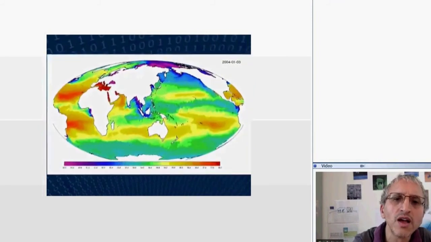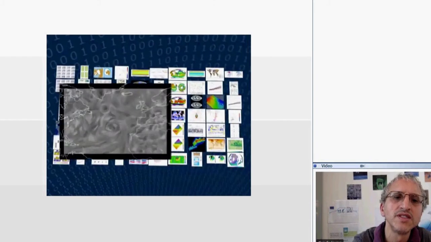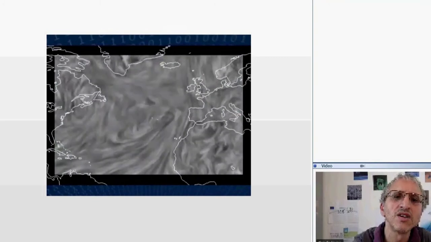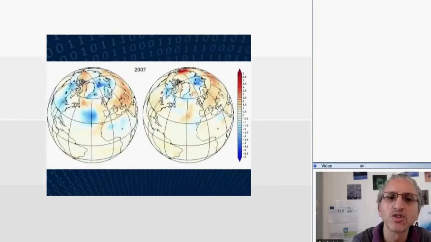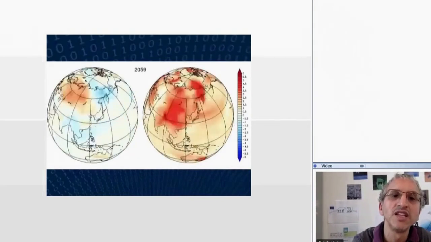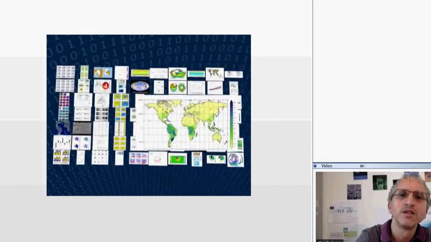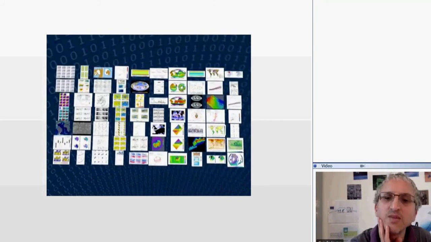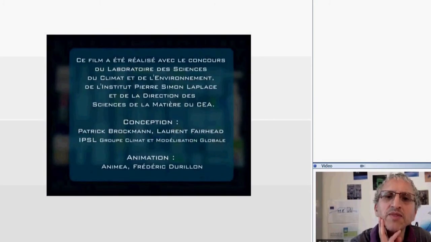Here you've got another example of sea surface temperatures. You've got the wind. We can describe the wind. It's a bit like a meteorological model, but it's on long time scale. It's globally, and we can also simulate the evolution. Here it's an example of the temperature evolution, and we can also simulate the evolution of the vegetation. Okay, this is a seasonal variation in the vegetation. You can see what was happening. We can simulate what was happening in the past and what will be happening in the future.